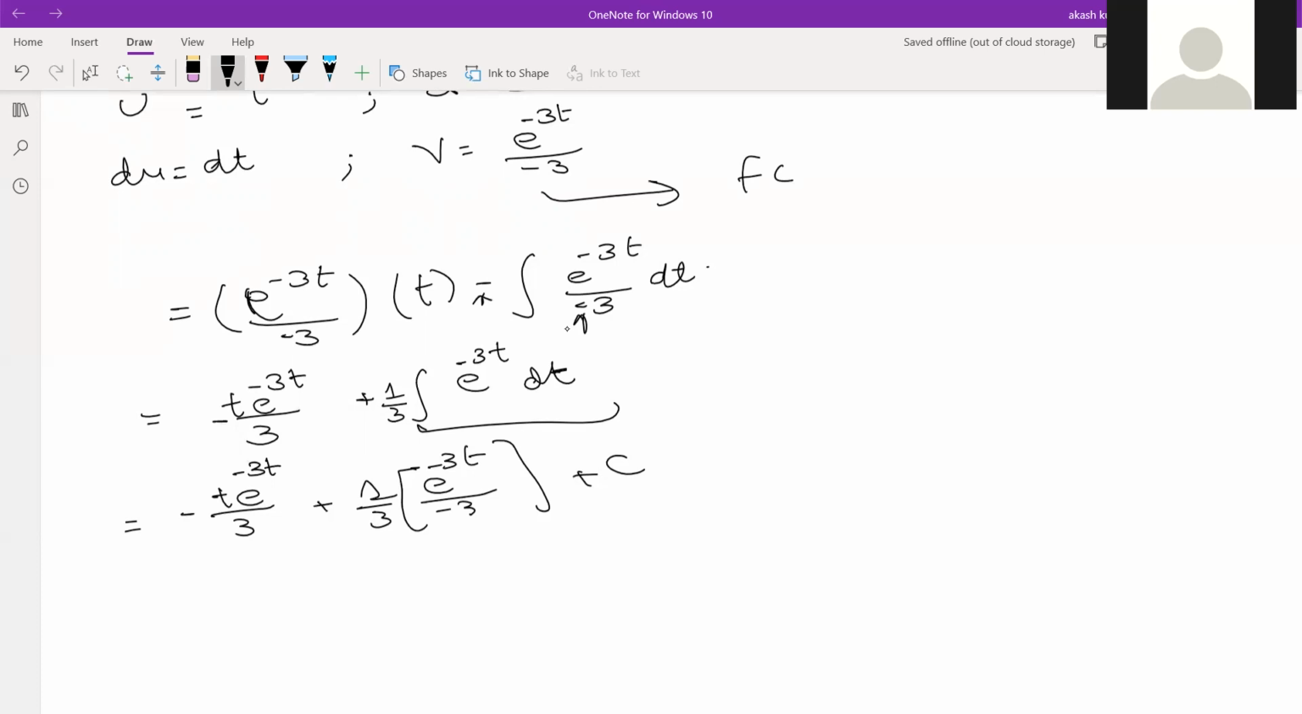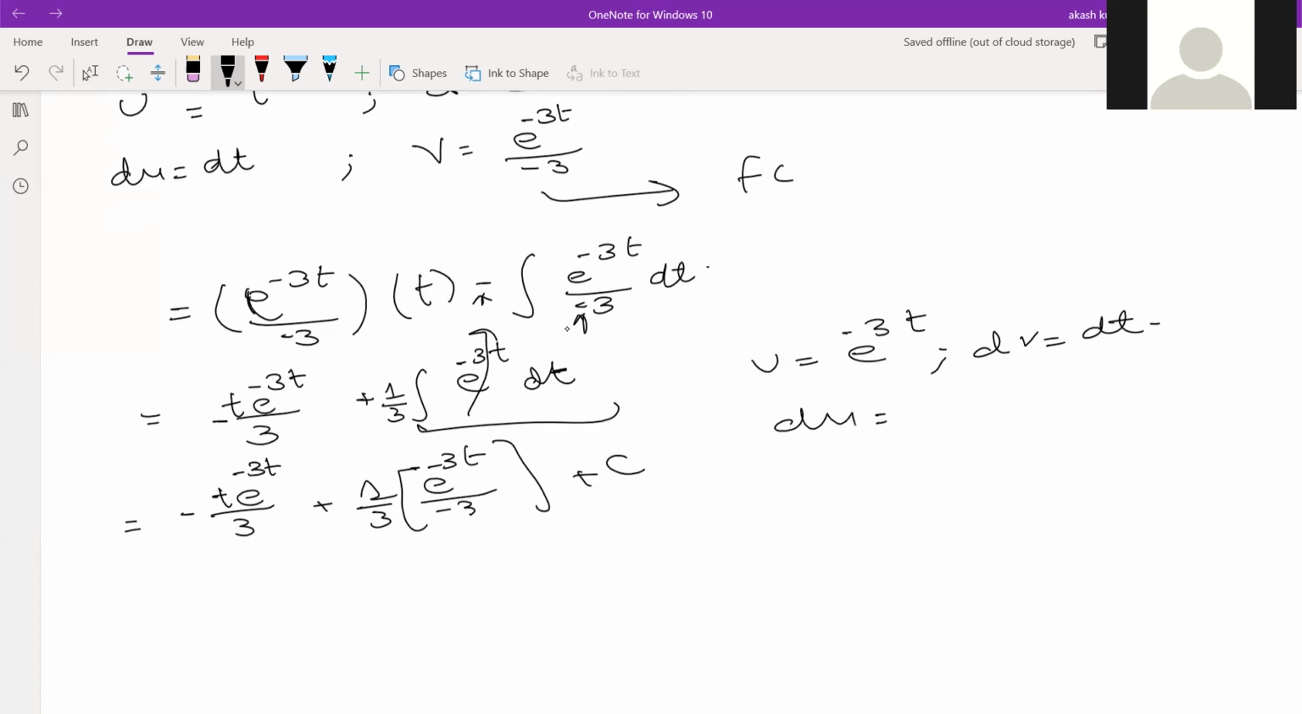Why can't we take e to the power of minus 3t as u and dt as dv? Yes, we can do that as well. But we know the direct integral of e to the power of minus 3t, and this is only one, so it gets cancelled. Even if you want, we will be getting the same answer.